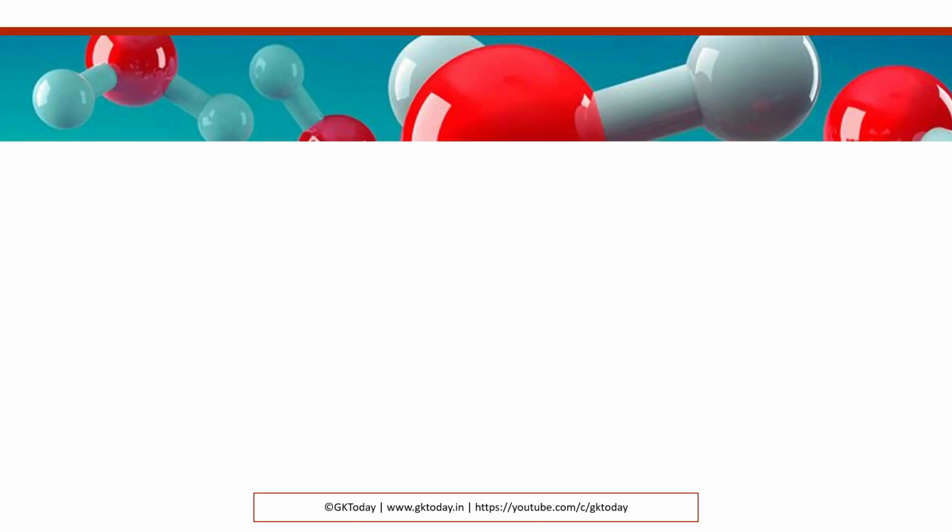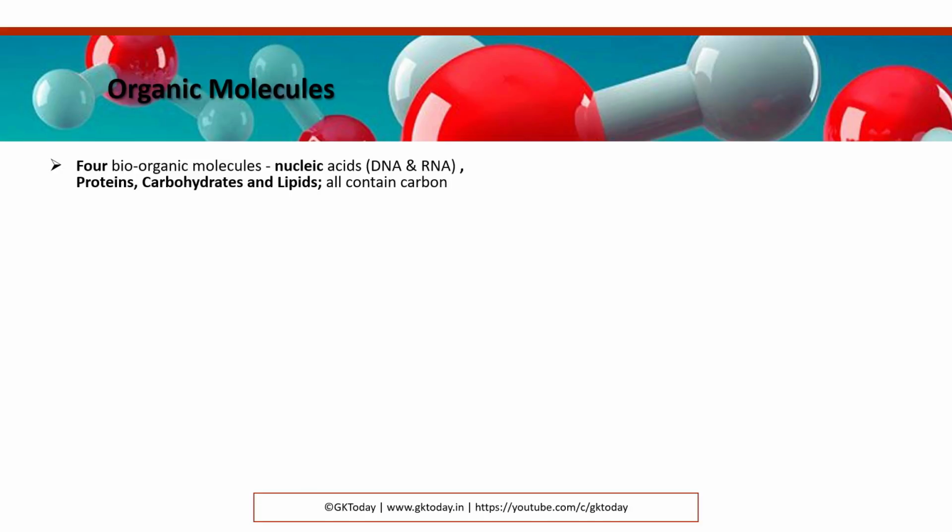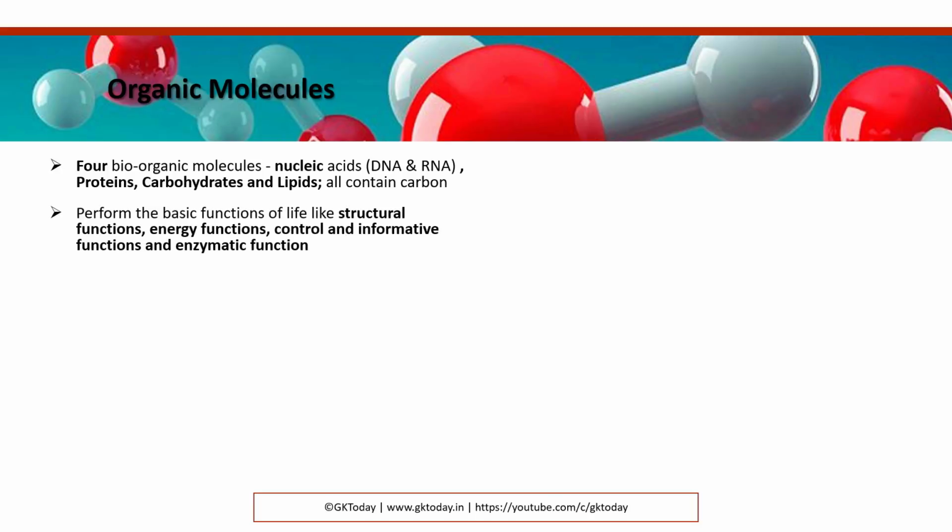Moving on to organic molecules. There are many types of organic molecules that are important for living organisms. Out of them, 4 molecules stand out. What are these? These are nucleic acids, which form our DNA and RNA, proteins, carbohydrates, and lipids. These are referred to as bioorganic molecules. They all contain carbon.